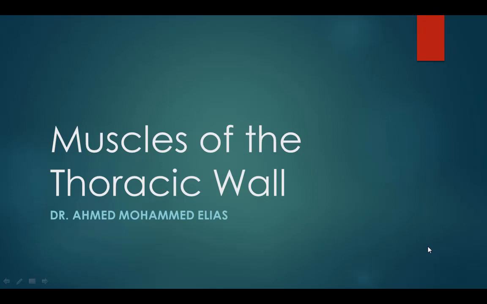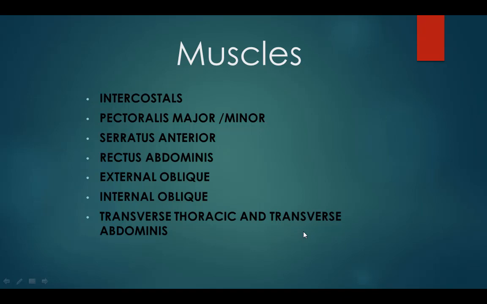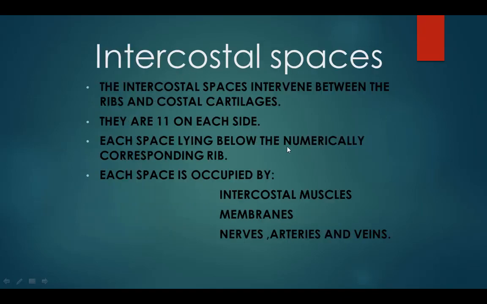So we are going to speak today about the muscles of the thoracic wall. The muscles of the thoracic wall include the intercostal muscles, the pectoralis major and minor, serratus anterior, rectus abdominis, external oblique, internal oblique, transversus thoracis and transversus abdominis. All of these are regarded as the muscles of the thoracic wall.